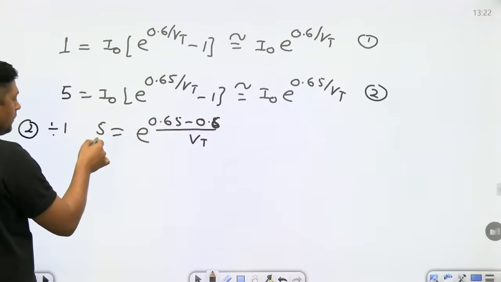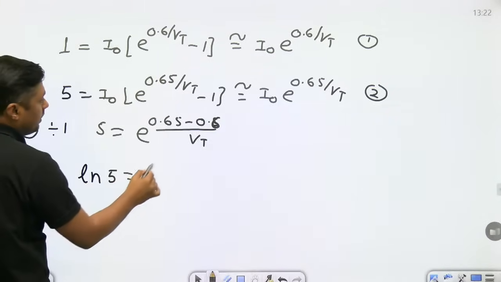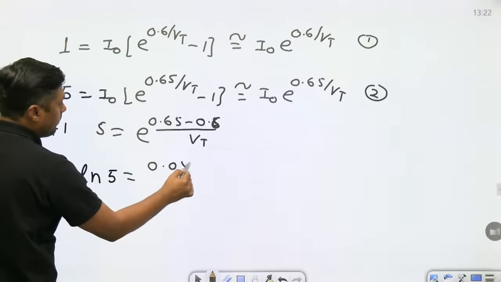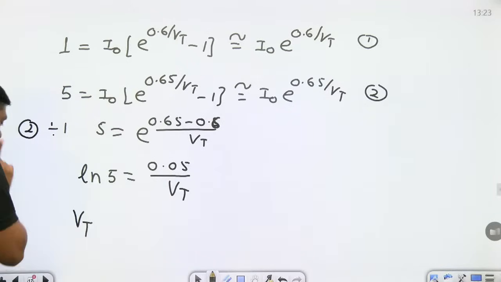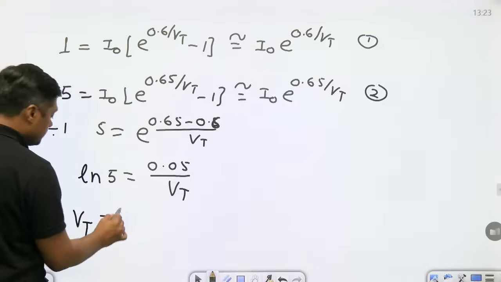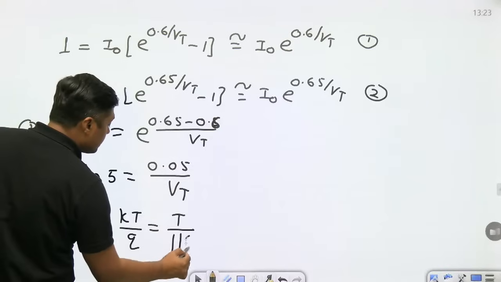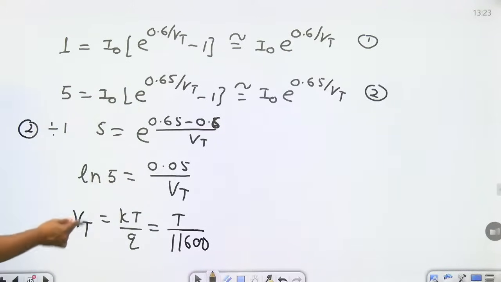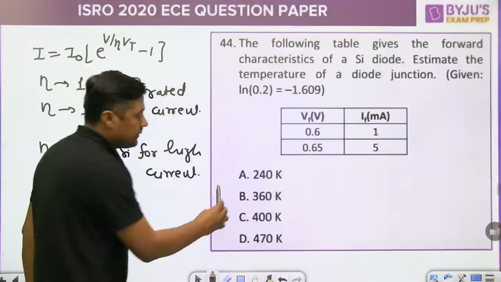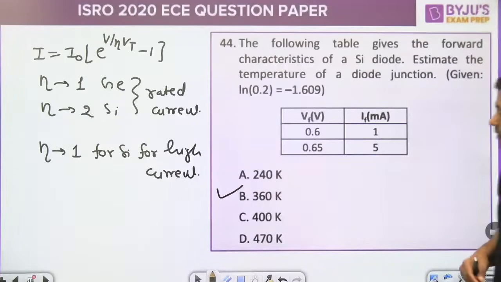Take the log of that. It becomes log 5 equals 0.05 upon Vt. Guys, find the Vt, and remember Vt is kT by Q, that is T by 11,600. Multiply Vt by 11,600 and you can find the value of T, that is 360 degrees Kelvin. Please check my calculation.